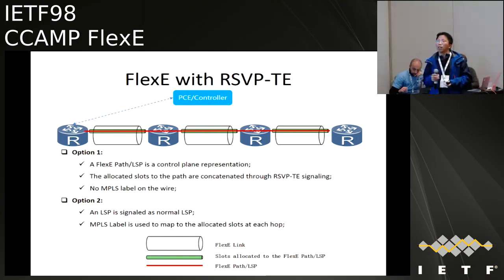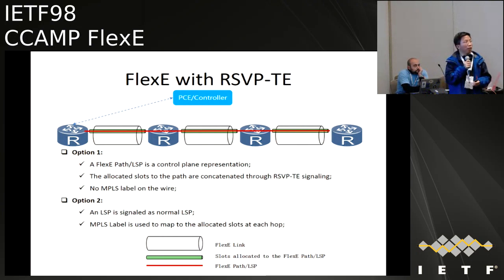But for the second part, option two, it just establishes an LSP over the FlexE link. For this case, there's a mapping between the LSP bandwidth and the required FlexE slots. FlexE slot means the FlexE client in the OIF document, right? Yeah, you can consider that there are subsets of the FlexE client.